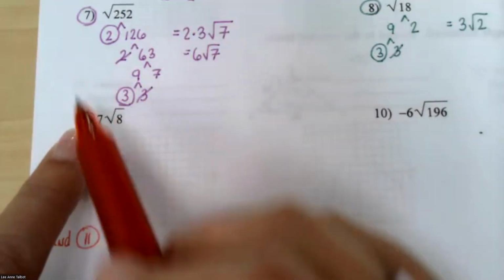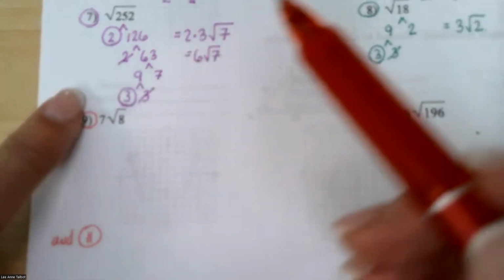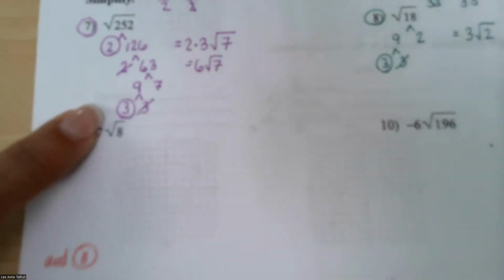All right, 7 square root of 8. So this I switched up a little bit from last week. I have a number in the front now, but we're going to ignore that for the moment. And we're just going to work on the 8 part.